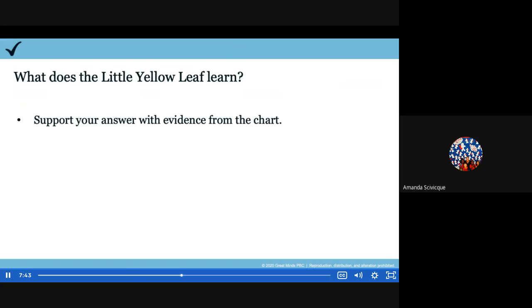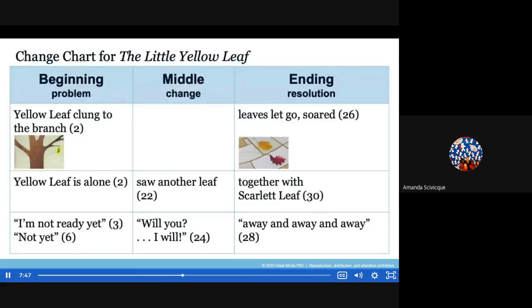Here's the evidence chart that you can refer back to as you think about and write about the central message. Little yellow leaf learned a lesson, and so did we. That lesson the author is teaching us is the central message of the story. Pause to think and write to answer the question. And just hit play when you're ready to continue.